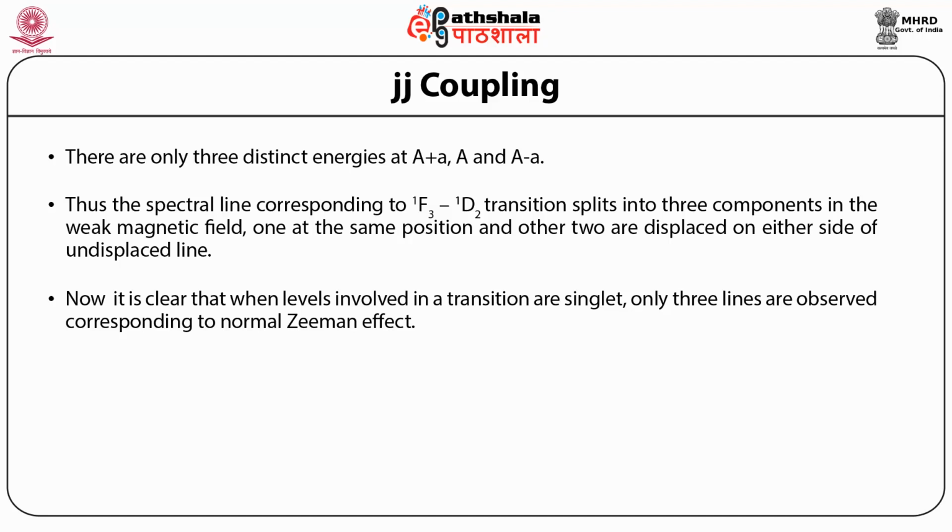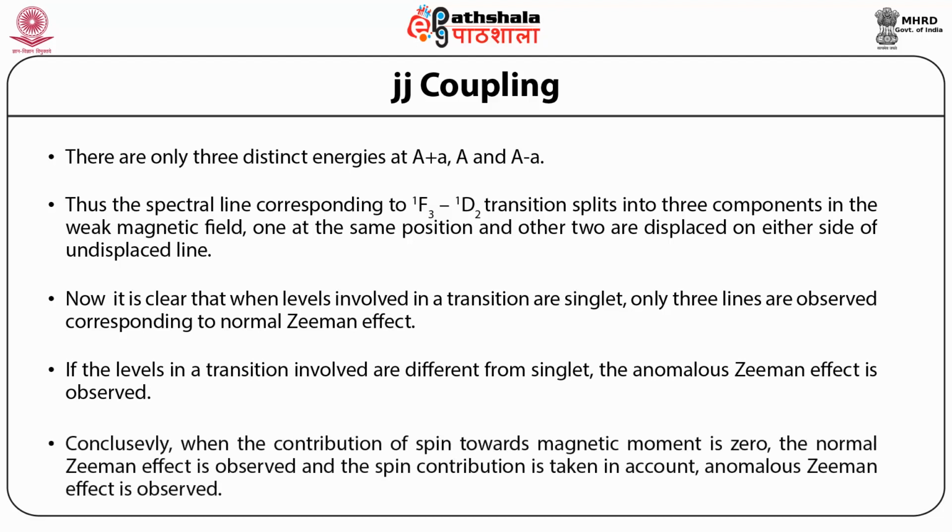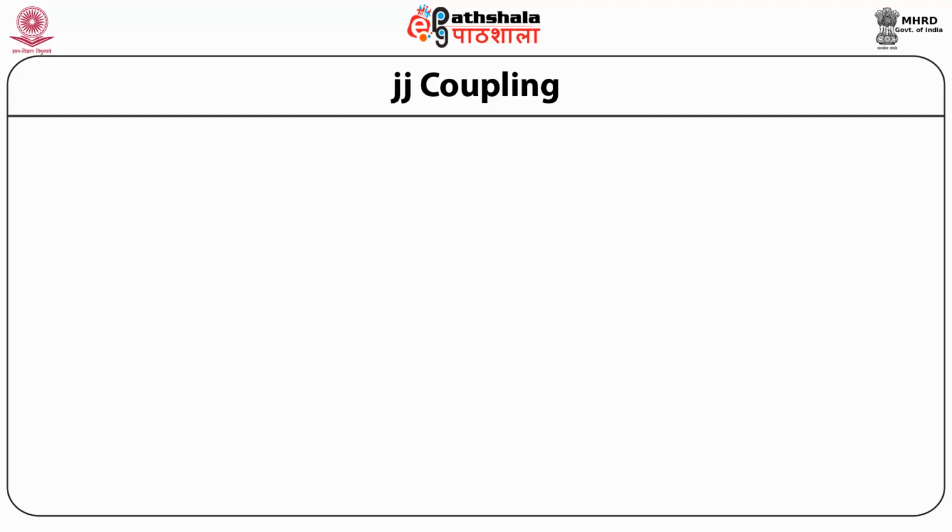Along the horizontal, M of the initial states is shown, and along the vertical, M of the final state is shown. And if the levels involved in a transition are different from singlet, one gets the anomalous Zeeman effect. Conclusively, when the contribution of spin towards magnetic moment is 0, the normal Zeeman effect is observed, and if the spin contribution is taken into account, then the anomalous Zeeman effect is observed.